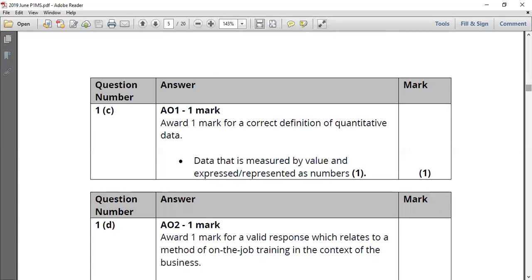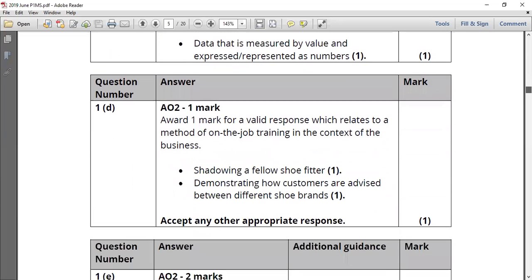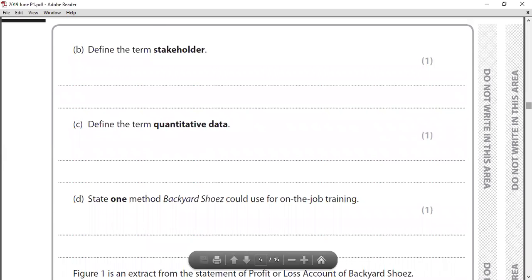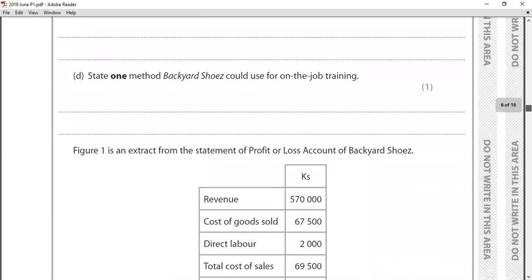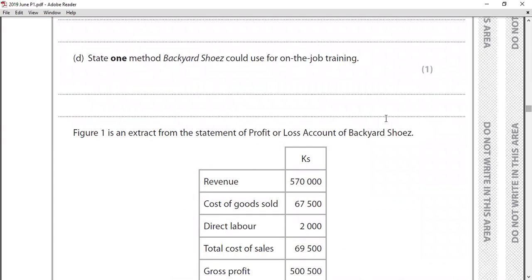Okay, 1D, this is a state question. A lot of students, with state questions, unnecessarily make them complicated, and they lose this 1 mark because of not writing the proper application. But if you think logically, this is the easiest question that you can face in IGCSE because they're asking just to state one method. So always write an example from the case study without writing the general answer. Here, state one method: backyard shoes could use on-the-job training.